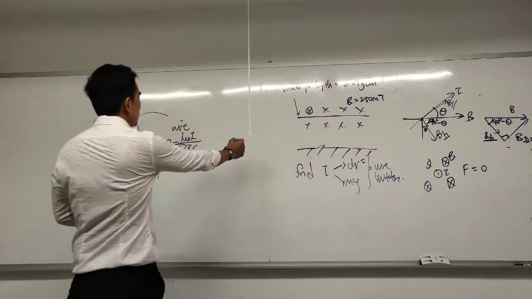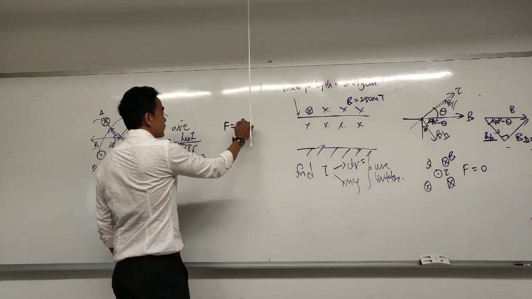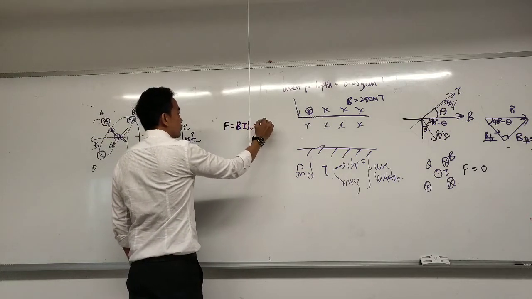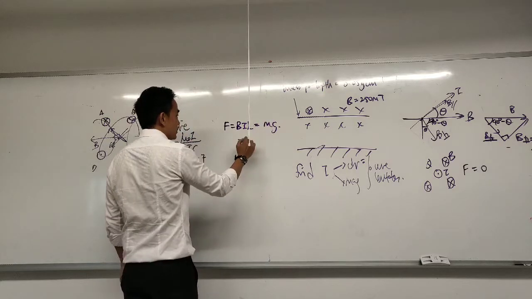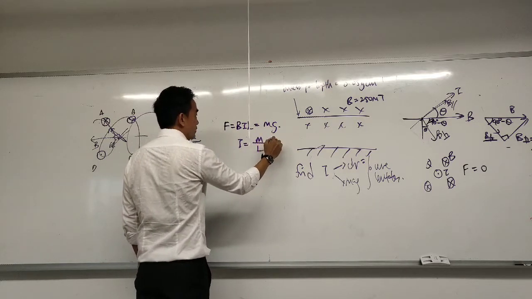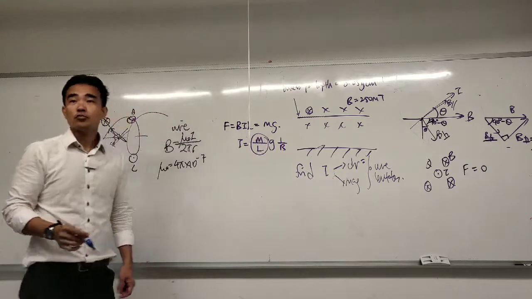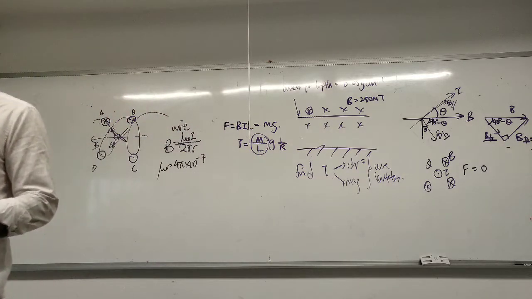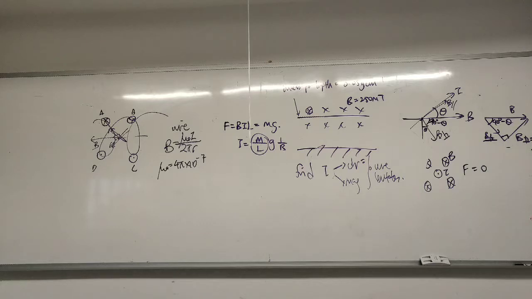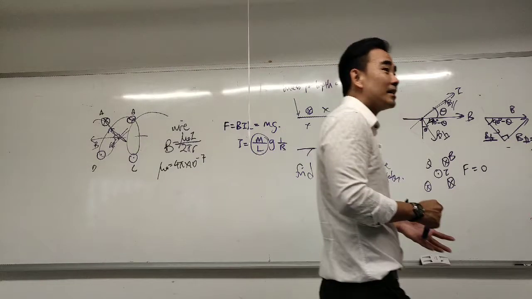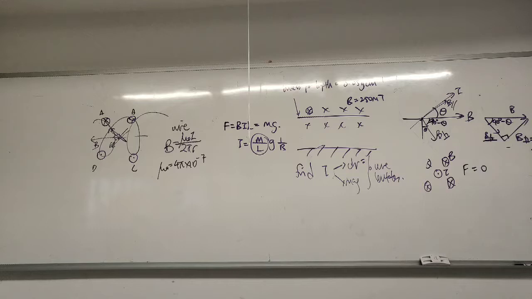But there is a method where you don't even need to find the length of the wire. Like BIL equals mg, so I equals m upon L times g times 1 upon B. Do you know mass per unit length? You do. Be very careful at this point. I purposely gave it to you in grams per cm, so you have to convert to kg per meter. Be very careful about this. I purposely gave you grams per cm, double conversion.